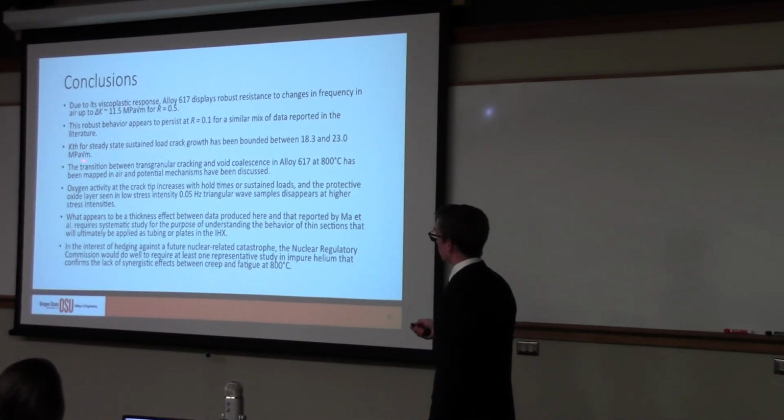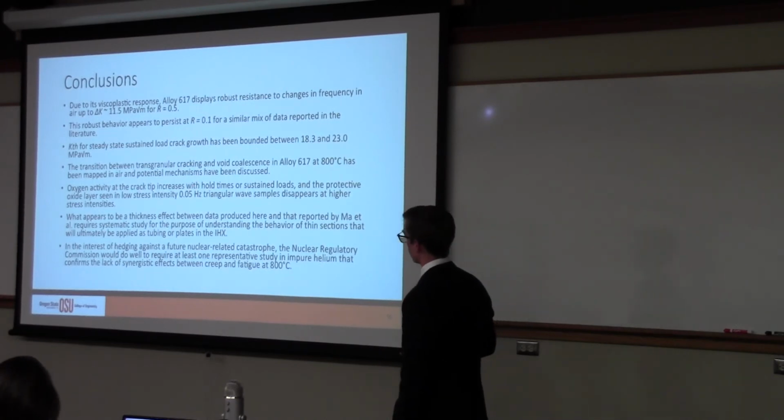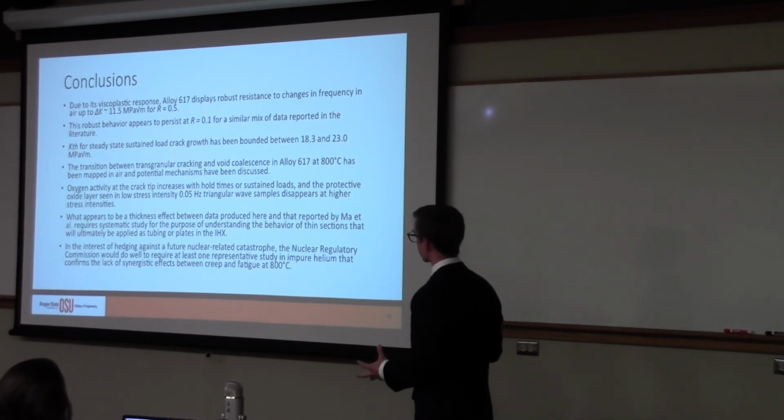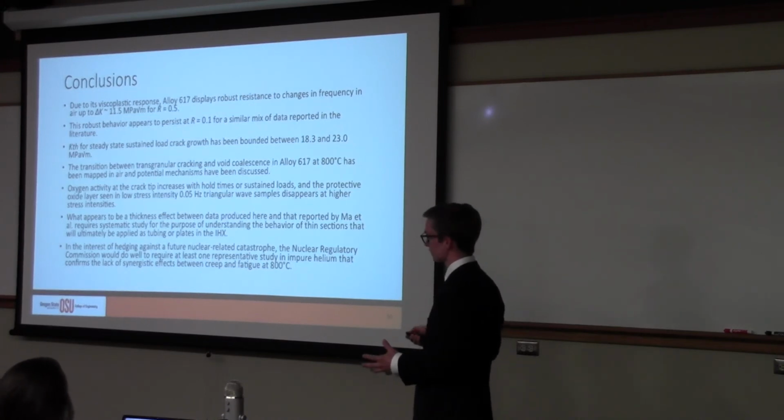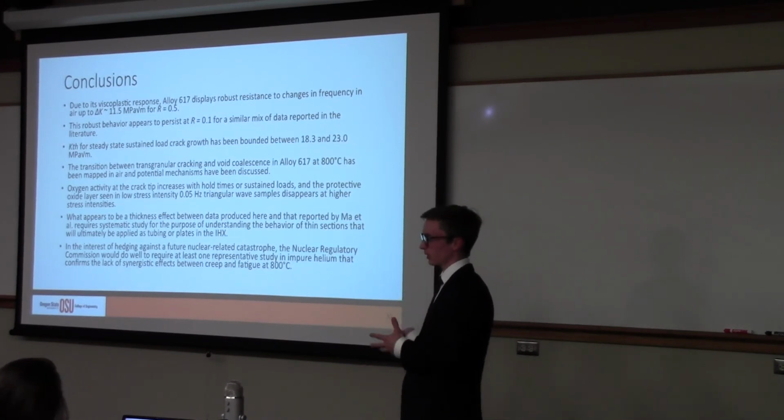The transition between transgranular cracking and void coalescence in alloy 617 and 800 has been mapped in air, and potential mechanisms have been discussed. Oxygen activity of the crack tip increases with hold times or sustained loads, and the protective oxide layer seen in low stress intensity 0.05 hertz triangular wave samples disappears at higher stress intensities. It's a simple observation, but it will be important for future work.